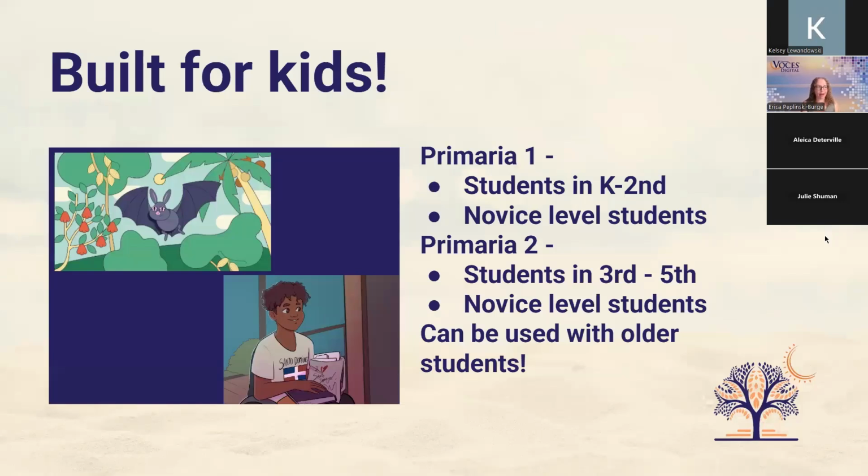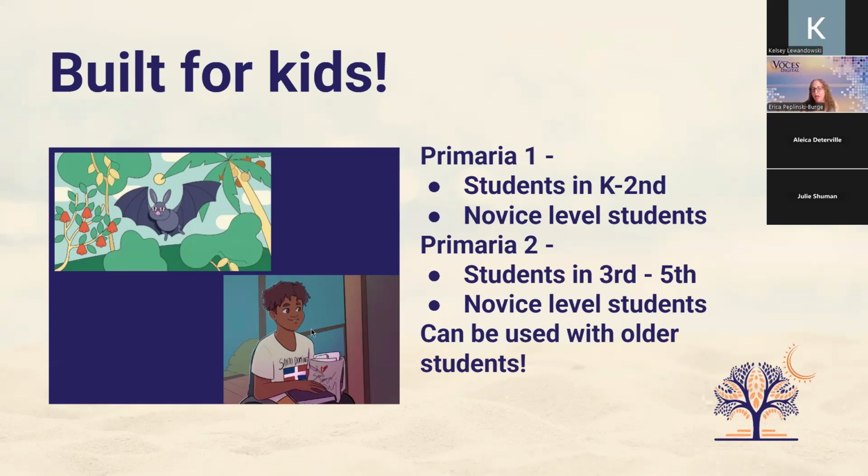So this Primaria was really built. I helped design the K through 12 Spanish program for the district I was working for. And this Primaria is really built for the foundation of our Spanish programs. Primaria 1 is built with students in K through second grade involved, for novice level students, and you can see the picture of this adorable bat right here, Marcel el Murciélago. So most of our stories in Primaria 1 focus on animals in different Spanish speaking countries because that's very accessible to kids and most children love animals.